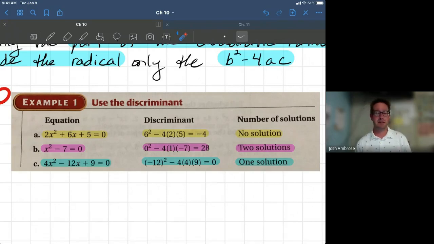If you don't see anything in front, like clearly there's a 2 there, clearly there's a 4 there, but right here it doesn't look like there's anything there, there is a 1. Don't forget that. That's the 1 right there. Okay? All right, there we go.